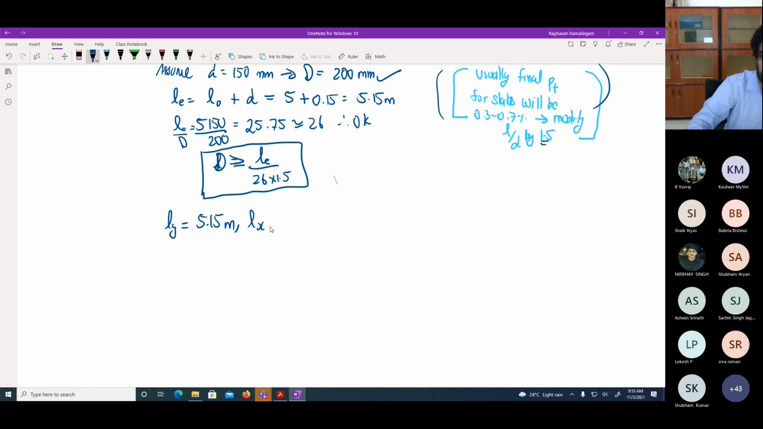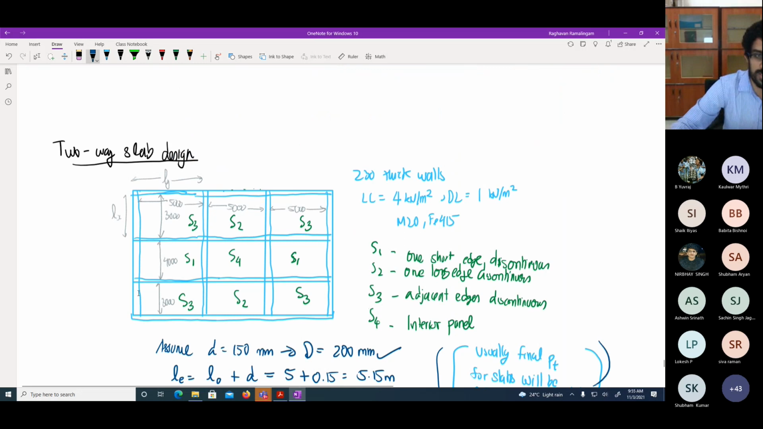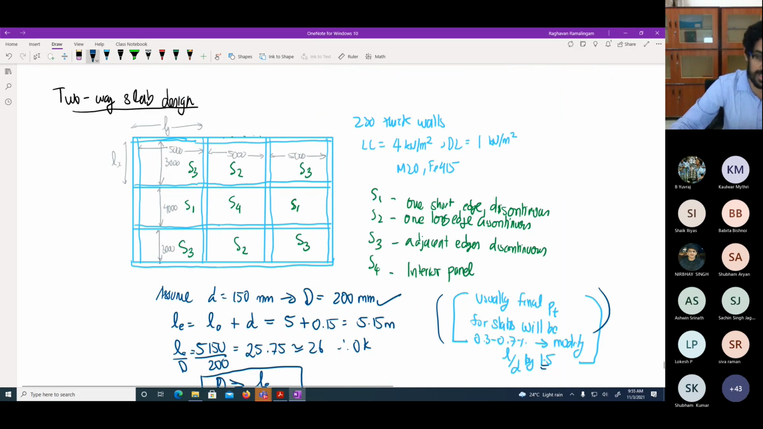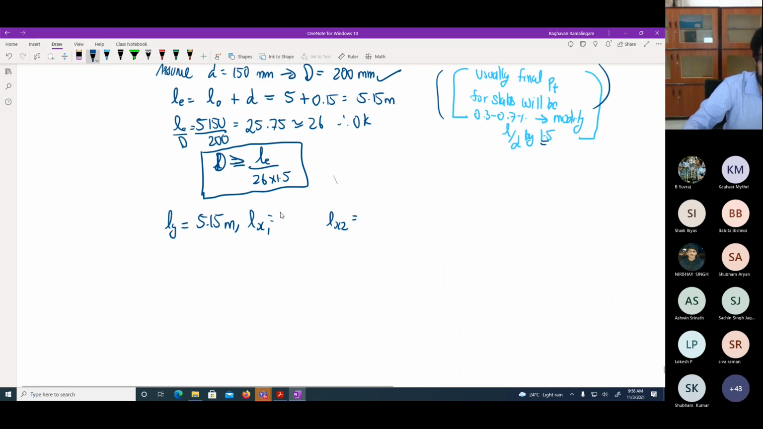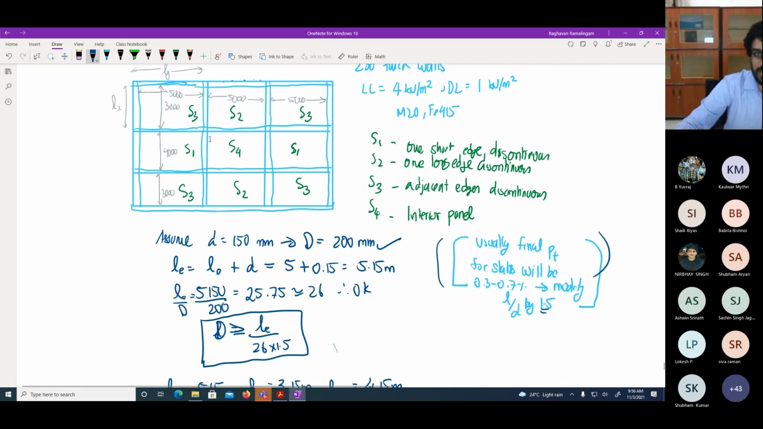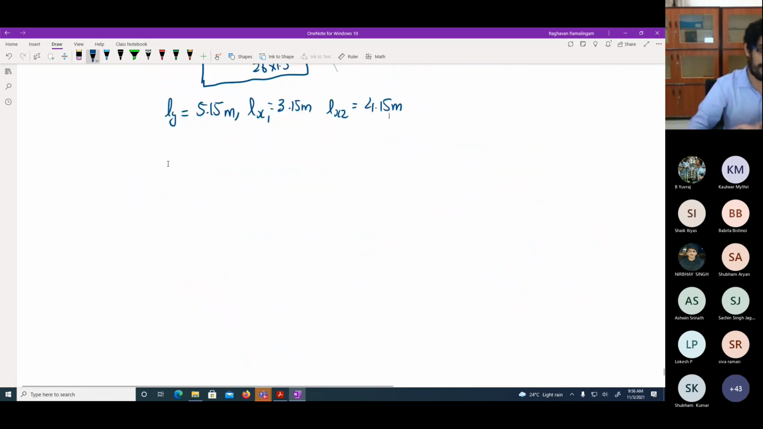Similarly, if I take Lx1 and Lx2, what I mean is I have two short spans. One is a 3 meter clear span, another is a 4 meter clear span. Corresponding to them, I'll have effective spans of 3.15 meter and 4.15 meter. So with this, I'll be able to find the aspect ratios. S1 and S4 are 5.15 by 4.15.